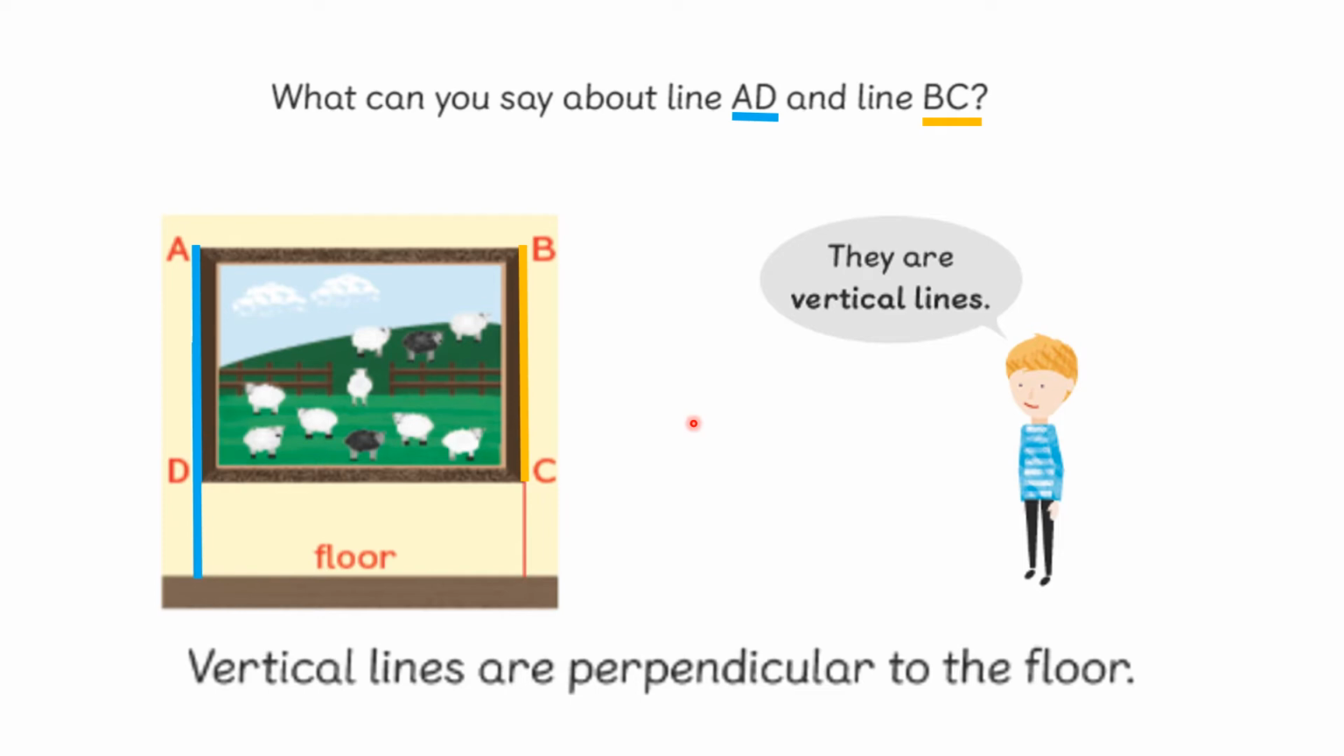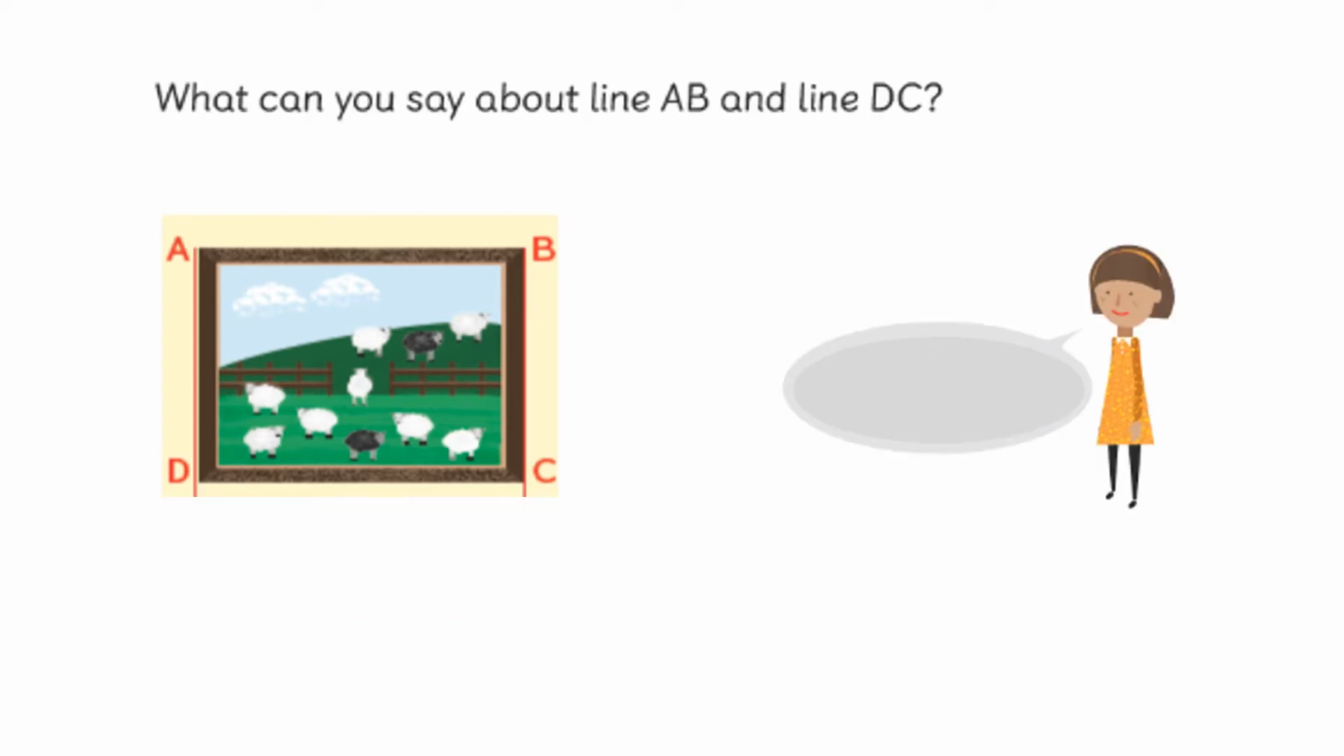Can you see another vertical line in the picture? Correct! Line BC is also a vertical line because it is perpendicular to the floor. Now we are going to have a go at describing line AB, which is this blue line here, and line DC, which is this orange line here. Pause the video and think about what you could say about line AB and line DC.